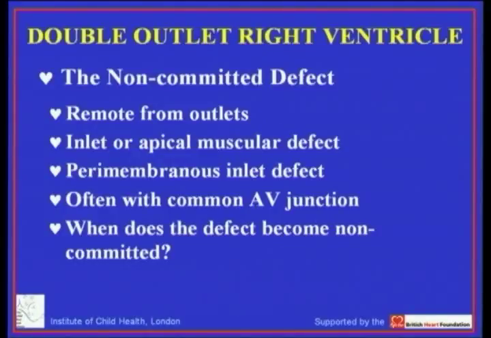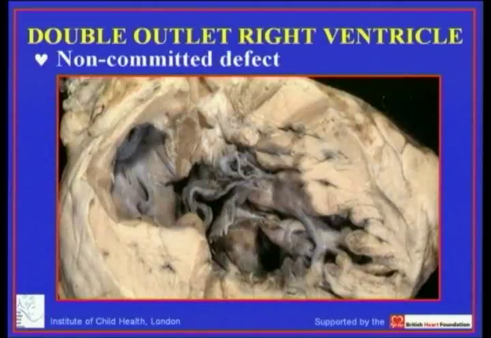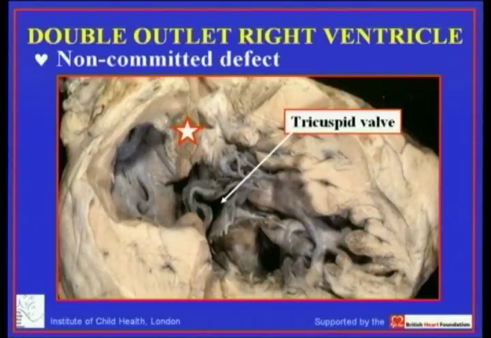And there can be a problem in determining when these defects become committed to the aorta or the pulmonary trunk and when they are non-committed. And that, as with all these situations, is a matter of personal choice. But in this instance, there is no question but that the defect is non-committed. Here is the outlet septum, shown by the star, exclusively a right ventricular structure.